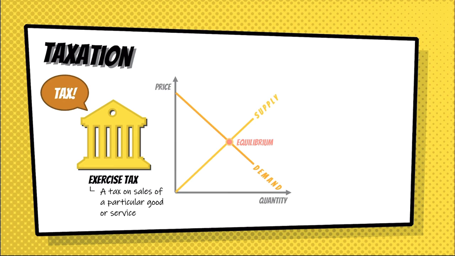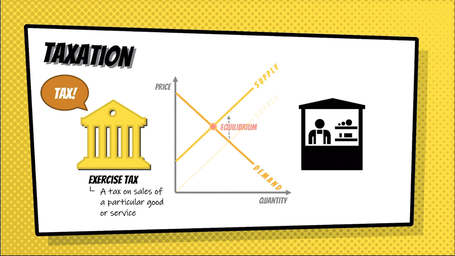This is a tax on sales of a particular good or service. And the tax will shift the supply curve upward. Also the equilibrium. Let's take a seller as an example. He charges his good originally at $10, and the government taxed him $2. So now he could only earn $8 because $2 was being taken away by the government. So we could know that supply curve has been shifted up for $2.